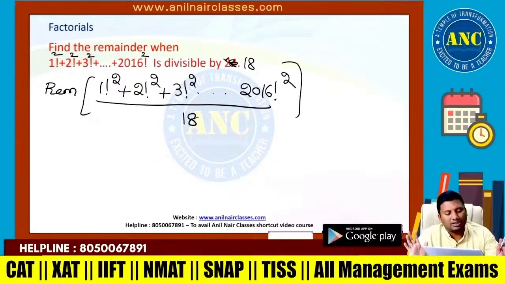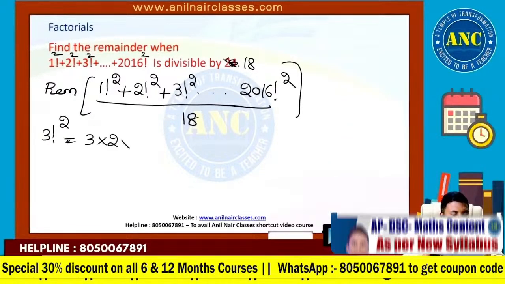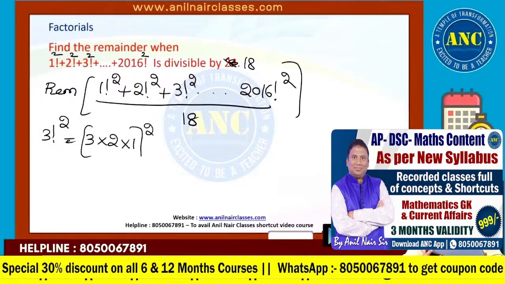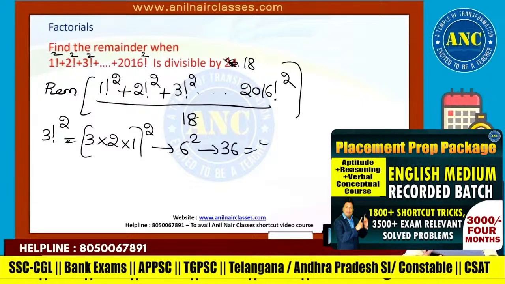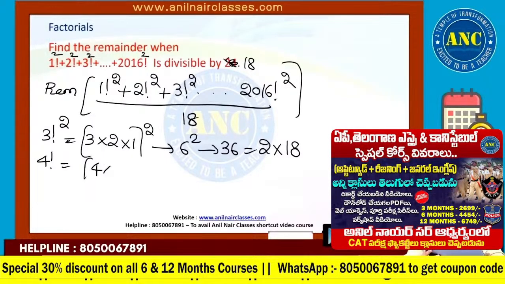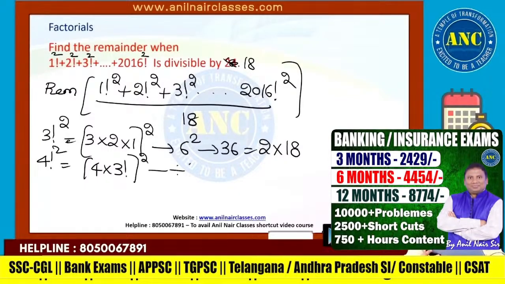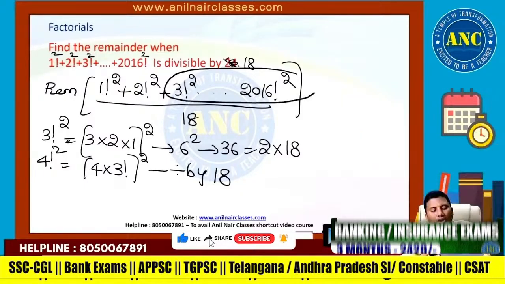Now let us see what is happening from 3 factorial whole square. 3 factorial is 3 into 2 into 1 whole square, which is nothing but 6 square, which is 36, which is nothing but 2 into 18. 3 factorial whole square is divisible by 18. 4 factorial whole square is 4 into 3 factorial whole square. So these are also divisible by 18. That means from 3 factorial onwards, all are divisible by 18.